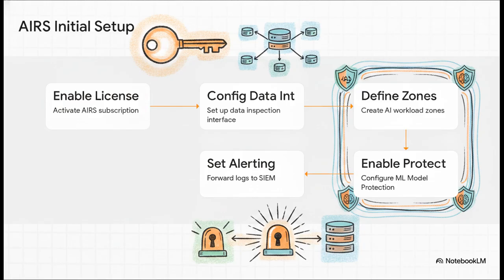First, you enable the license, then configure your data inspection interface. Step 3, you define your AI workload zones, actively enable ML model protection, and finally set up your alerting. For example, you might forward logs to a Splunk SIEM, essentially your central command center, at 192.168.5.100. It is a very actionable, streamlined flow to get runtime protection online fast.